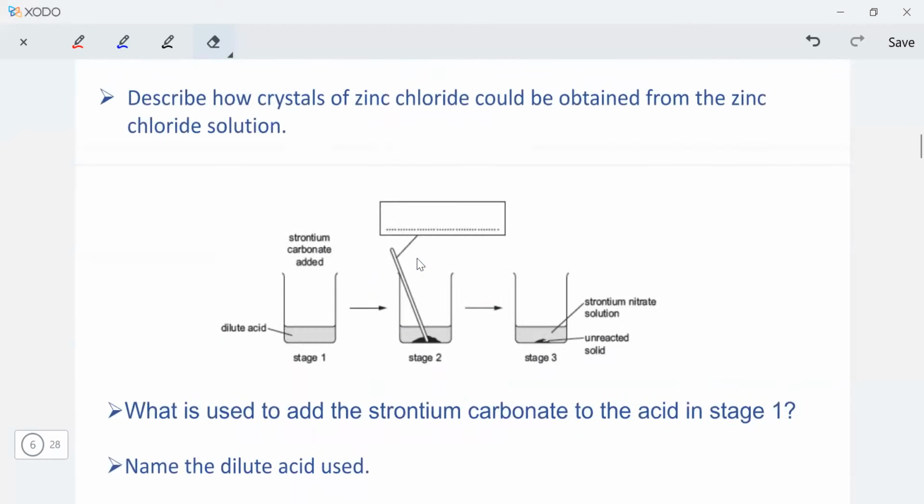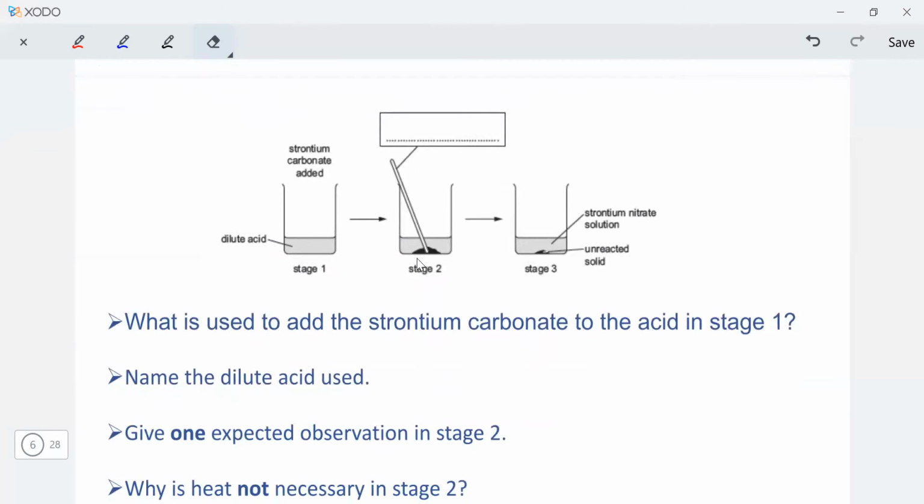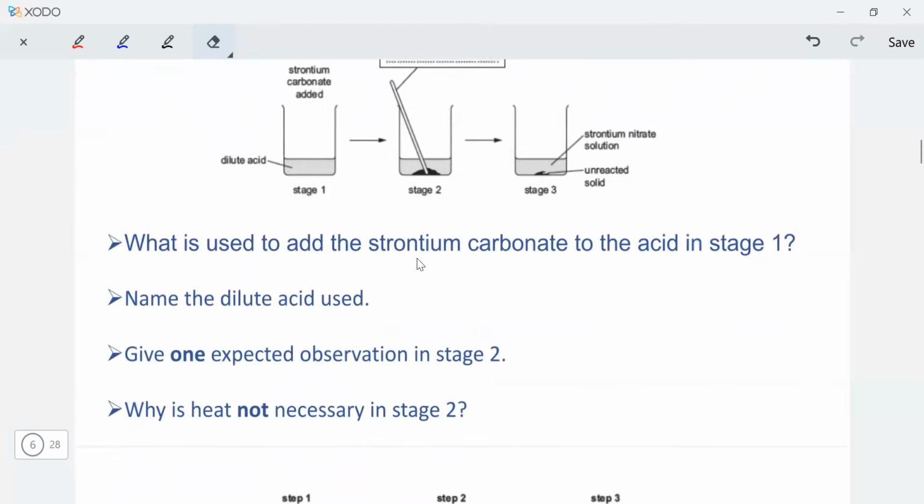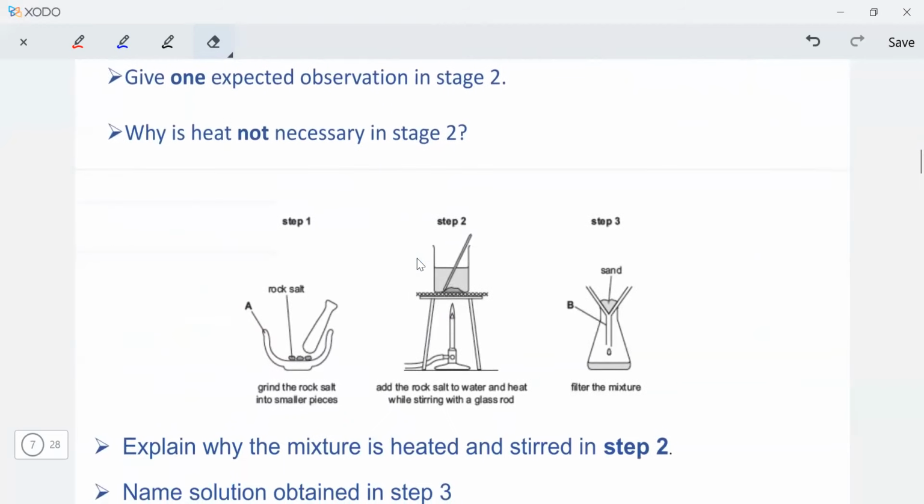Sometimes they're going to ask you, why do I heat? If they're asking you why do I heat, you're going to say to speed up the reaction or speed up the dissolving process, whatever is there. Generally, the function of heating is to speed up your process, whether it's a reaction or dissolving. And if they're asking you why not heat, you're going to say that the reaction or the process, whatever the question gives, is fast enough.